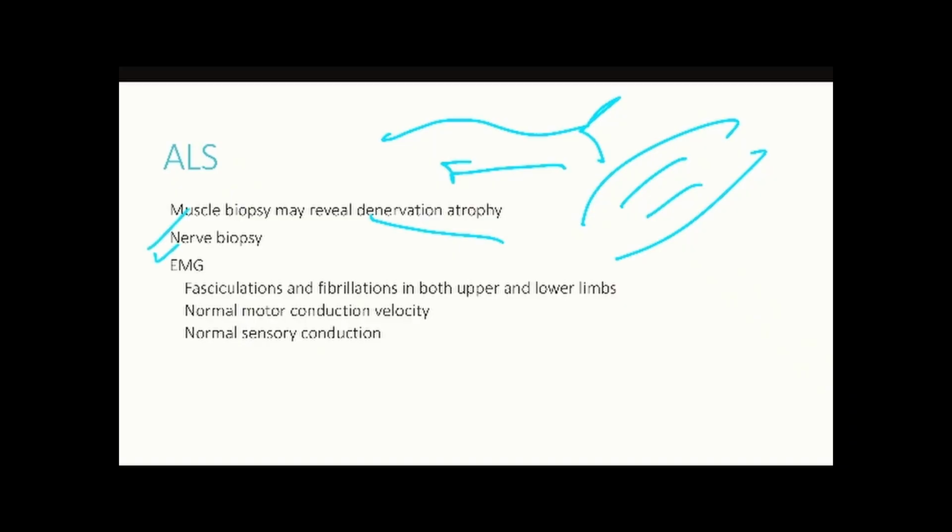Here's our EMGs again. I want to see, is this nerve conducting from one point to the other point? How well is that conduction going? How fast does it go? Do I lose intensity of that signal? That means that the nerves are damaged and they're not working anymore. So again, fasciculations, fibrillations of both upper and lower limbs. Normal motor conduction velocity, because the nerve itself is working, it's just being pulled off of the muscle. It's just not being stimulated. Normal sensory.